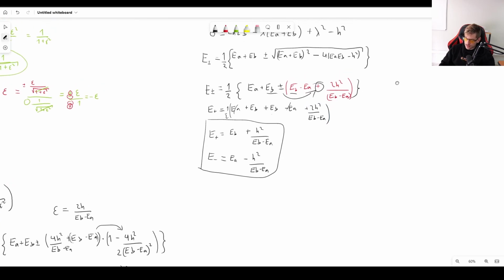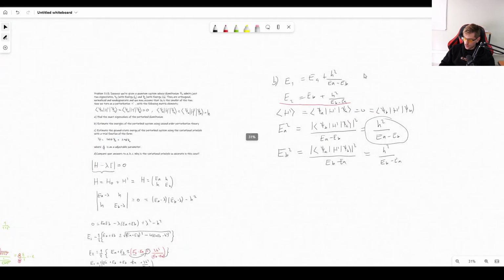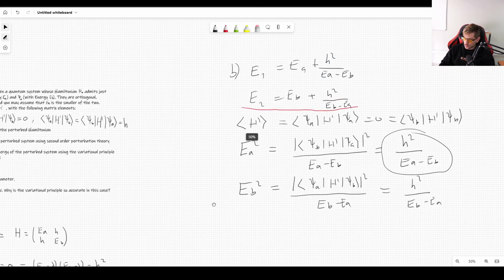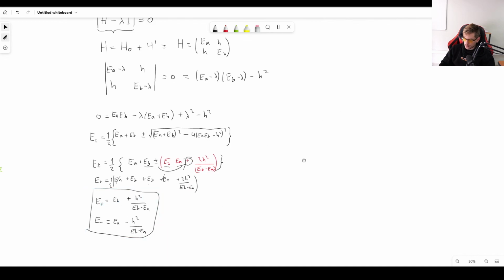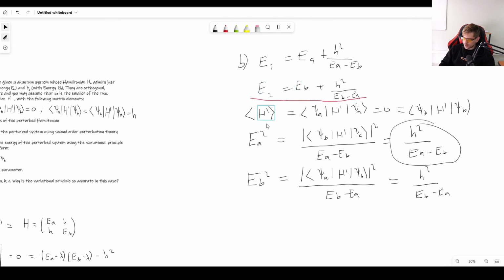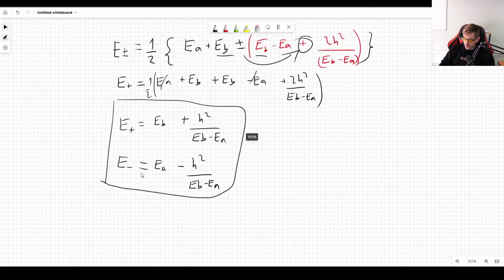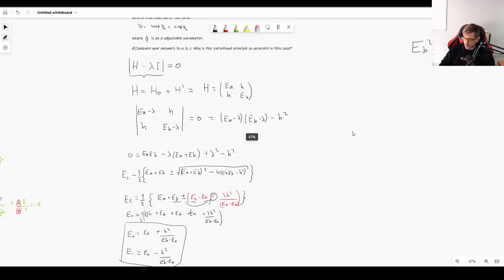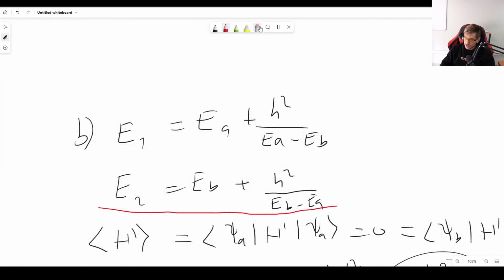So what about the results from part B? Well, in part B, what we got is this. But we can see E2 is the same as our E plus. E1, in this case, isn't the same, there's this minus sign. But the reason for that is that we wrote this as EA minus EB. So we can simply factor out a minus sign, and we get EB minus EA. So it's indeed the same.